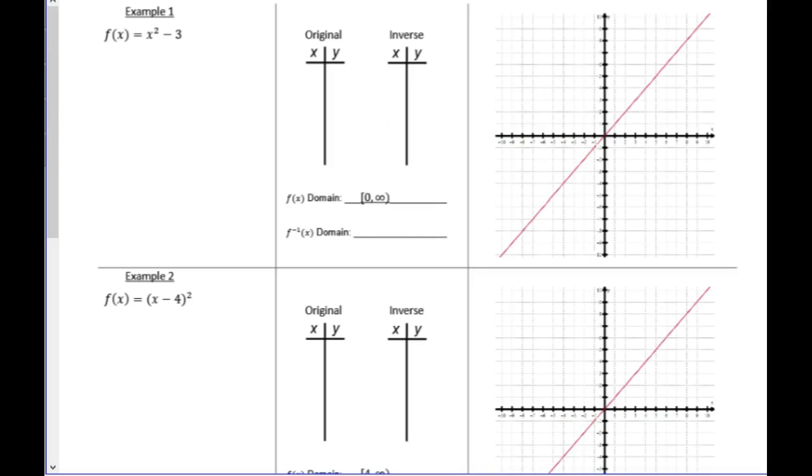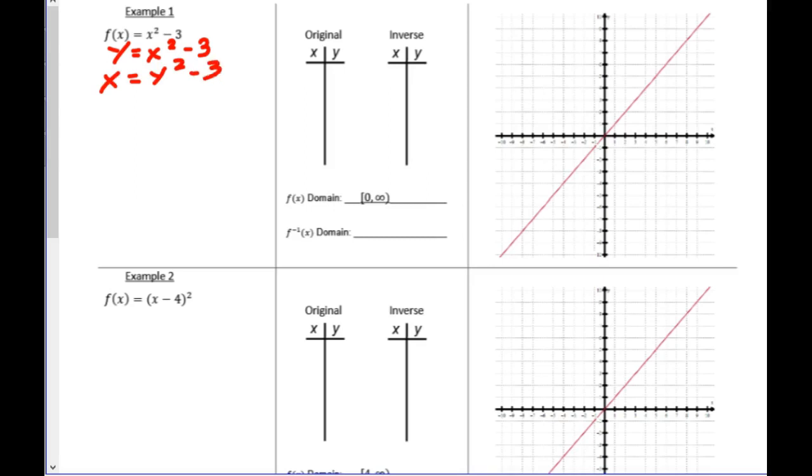All right, so you know how to solve this. We just did this on the warm-up. What's my first step when I'm solving the equation? F of x becomes what letter? Y. Let's write that down. Y equals x squared minus 3. Now, second step, what do I do with x and y? Switch the places of x and y. So it's going to be now x equals y squared minus 3.